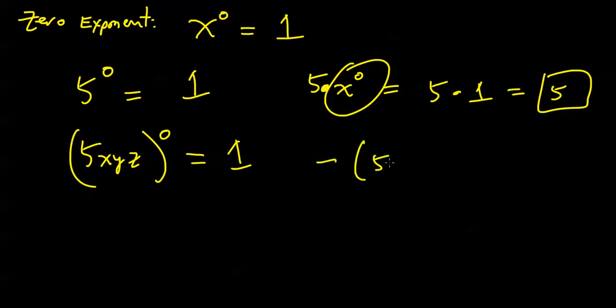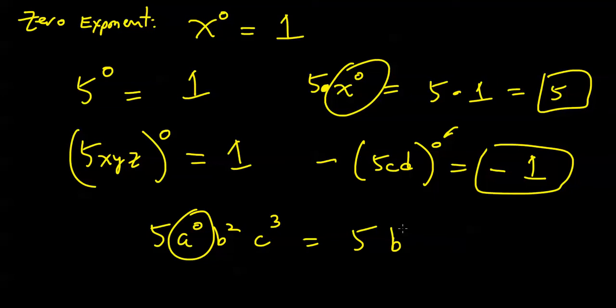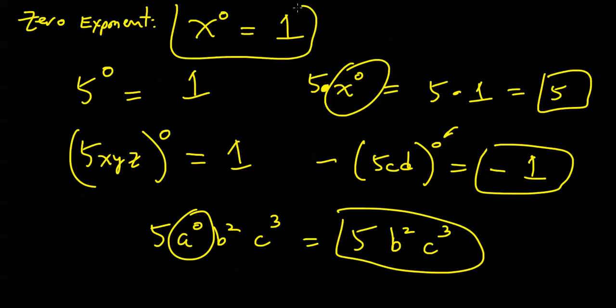Let's try minus 5cd to the 0th power. Well, anything to the 0 power is 1. This negative sign is not affected by this exponent. The exponent doesn't see that negative sign, so I'd call this negative 1, and negative 1 would be my proper response there. How about something like this? 5a to the 0, b squared c cubed. Well, anything to the 0 power is 1, and the factor of 1 is redundant, so I would say this is equivalent to 5b squared c cubed. Alright, so a 5th rule for today: anything to the 0 power is 1.